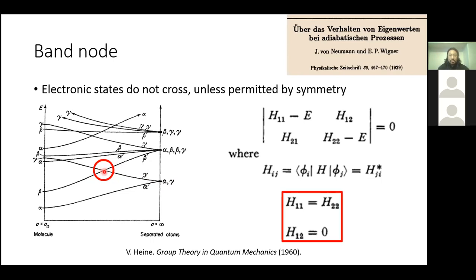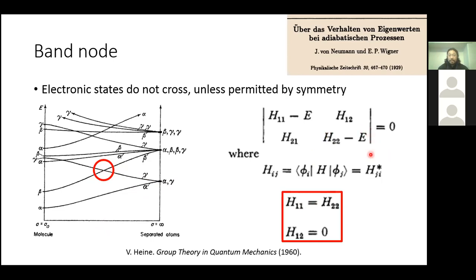For example, if we consider a 2 by 2 Hamiltonian, because we are only interested in the band crossing point, we can consider only the 2 by 2 Hamiltonian. For this Hamiltonian to have the same eigenvalue at the same tuning parameter, the distance between atoms, the matrix must be 0.